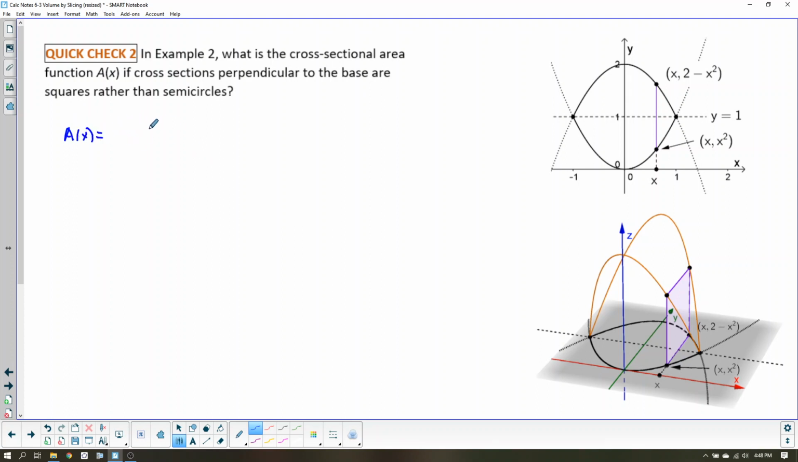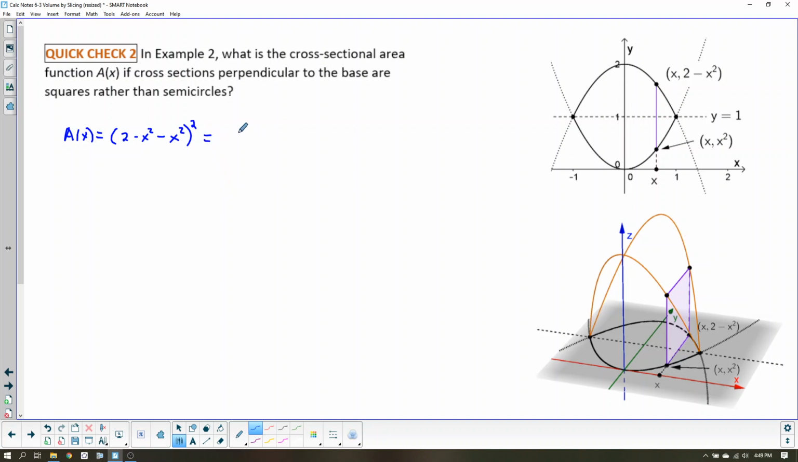So we know it's just side length squared. The side length would be the length of that purple segment. This is your typical x value. However long this is would be the side of the square. We just need to find that length and square it. So the length of this segment, just like the previous one, should be upper minus lower. So it's going to be 2 minus x squared minus x squared. Upper minus lower. So this is just the length of the purple side. To find the area of the square, we have to square that whole thing.